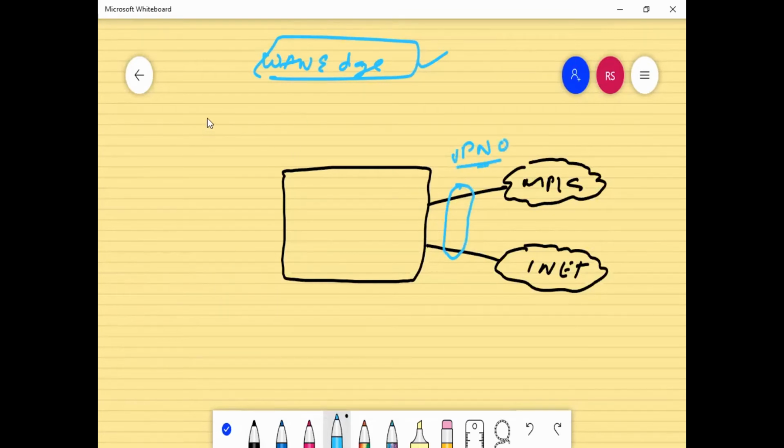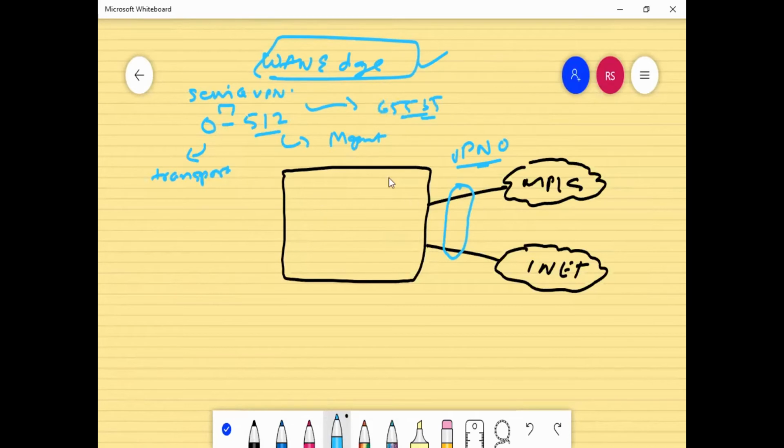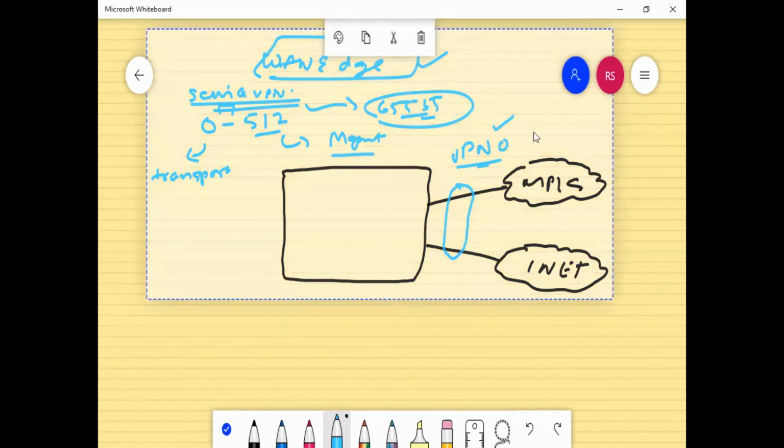Earlier they went from 0 to 512, where 0 is known as your transport and 512 was known as your management, and whatever is in between were known as service VPNs. But later on this value is now 65535, where VPN 0 is again for your transport, 512 is again for your management, and all of the others except these are your service VPNs. Now let us talk about these terms.